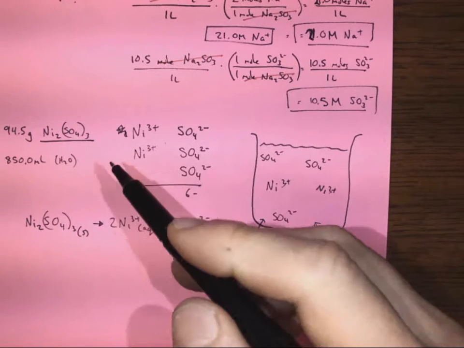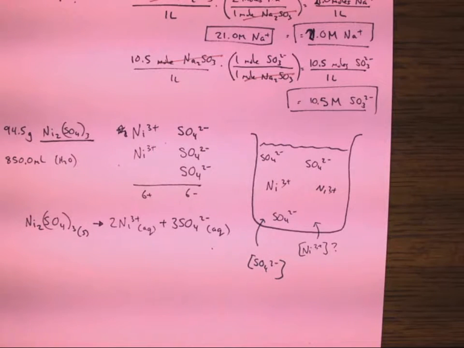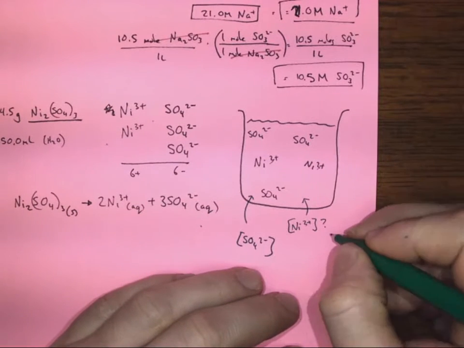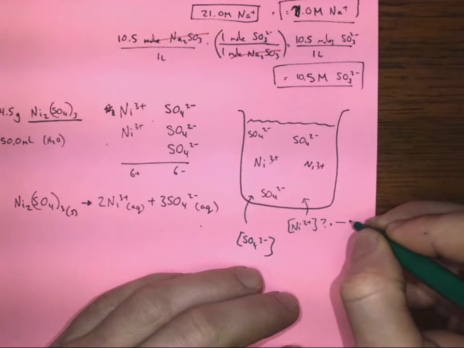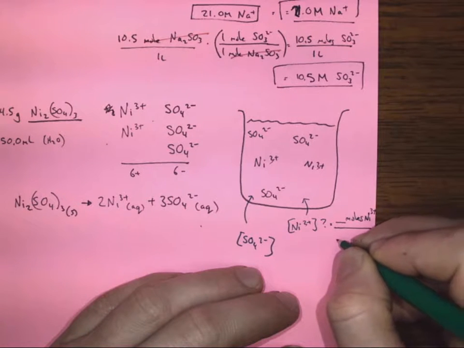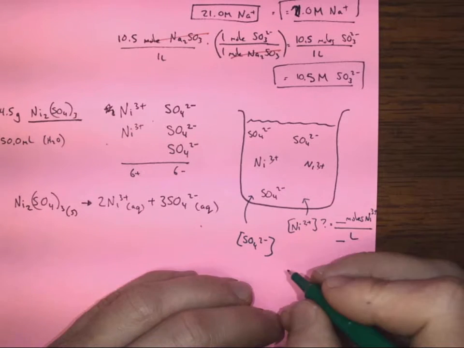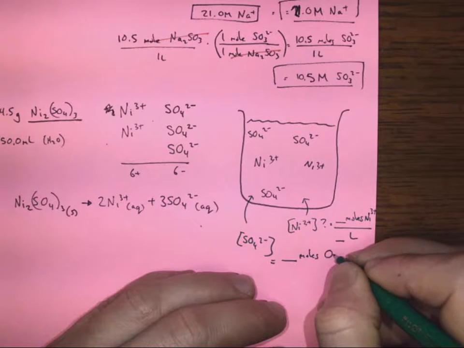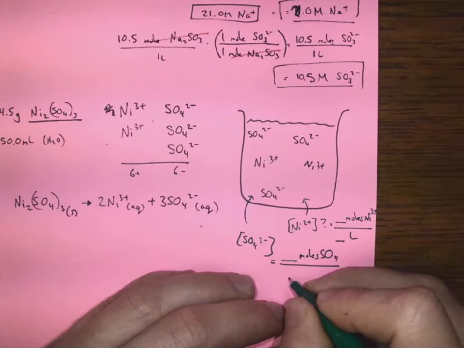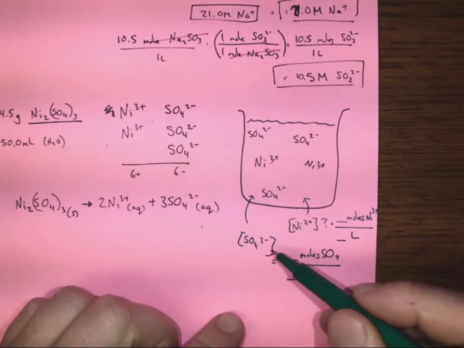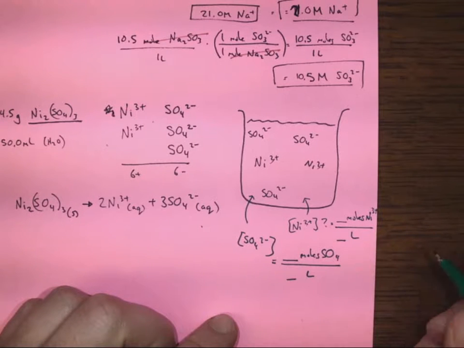I do know where I got 2 from. I got it from the fact that there's a 2 for a subscript in here. All right. So concentration. That means really what I'm looking for is some number of moles of Ni3+ over some number of liters. And I also need some number of moles of SO4 divided by some number of liters. And that will give us a concentration, or molarity, right?